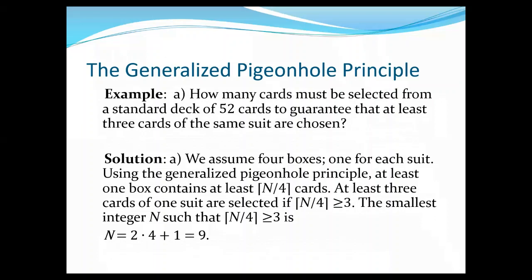So it could be 3 hearts, 3 diamonds, 3 clubs, 3 spades. So this will be our equation. N will determine the number of cards that you need to pull from the deck of 52 cards. So ceiling of n divided by 4 is greater than or equal to 3.